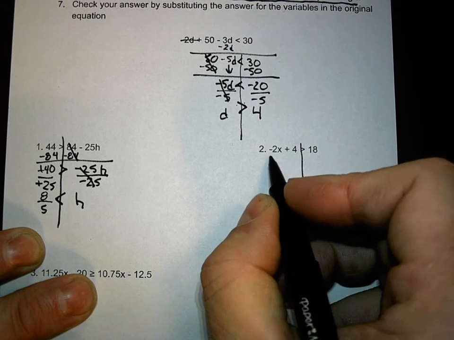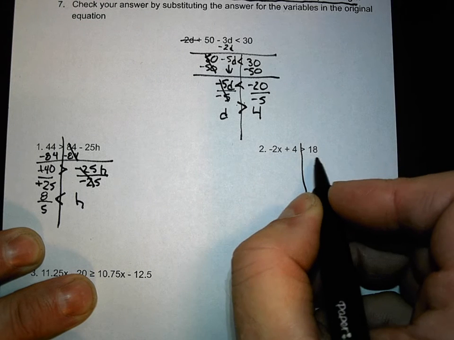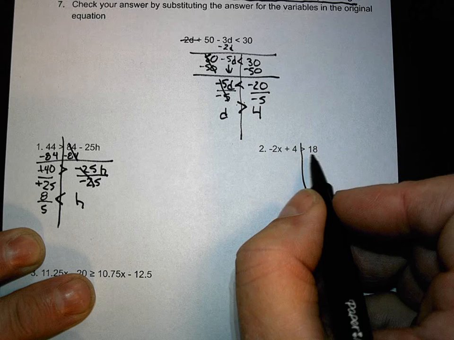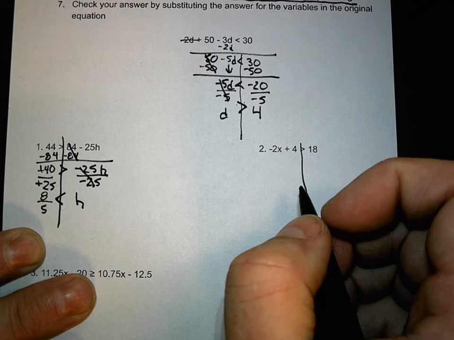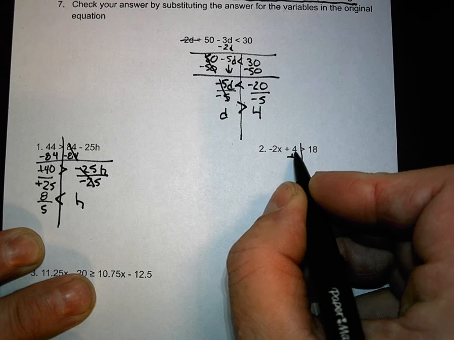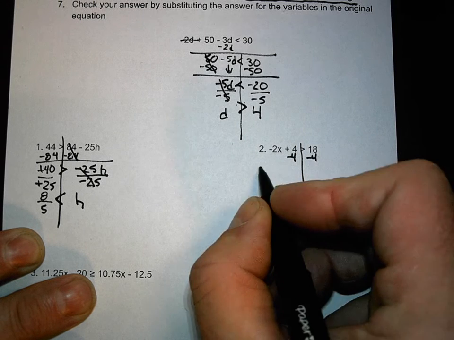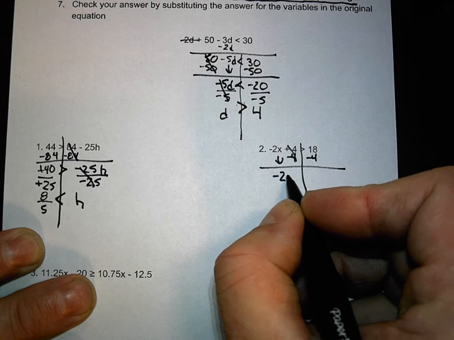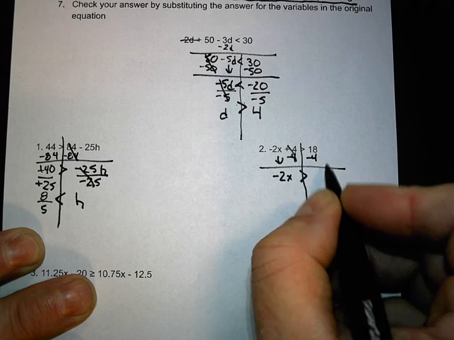I've got negative 2x plus 4 is greater than 18. How do I get this 4 to the other side? You subtract. I add the opposite, which is a negative 4, to both sides. So here, this goes away. I bring down the negative 2x. And that's greater than, what's 18 minus 4?